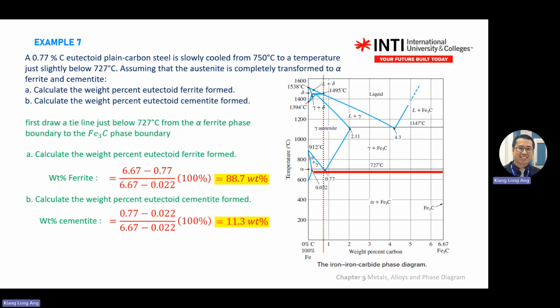So same with the other one. The percentage of eutectoid cementite is the other side. So it's either this side or the other side. But for this iron carbide, there's no more LOS, but the concept is still the same. Again, alpha is ferrite. The other side is this one, Fe3C, cementite.